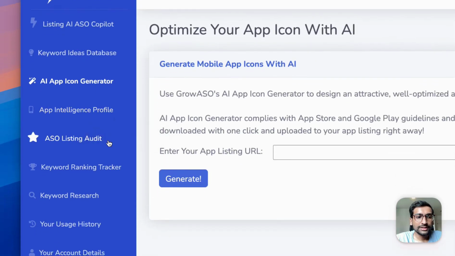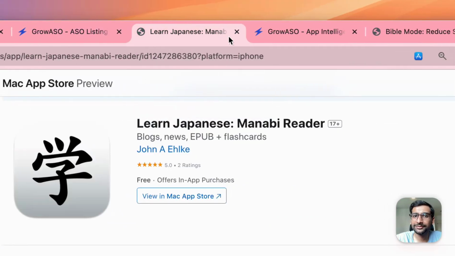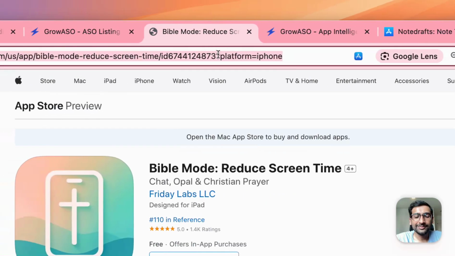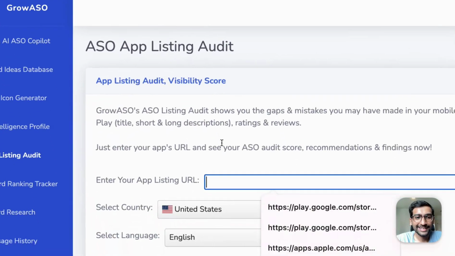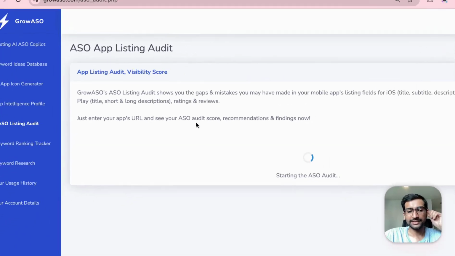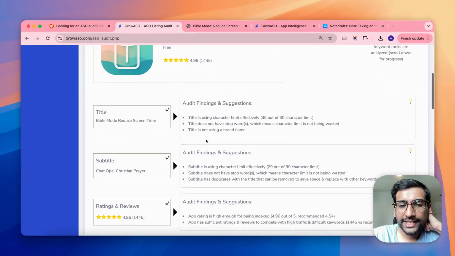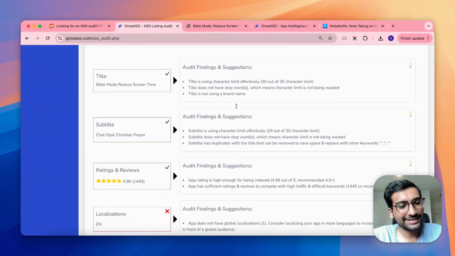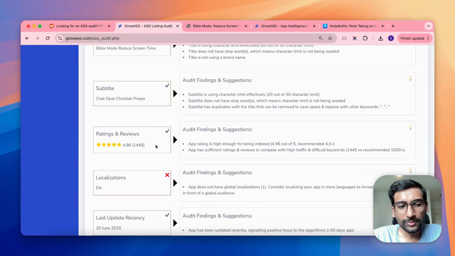Let's go to the, which app is this one? Okay, Bible mode. This is a popular app. I would want to do the ASO for this. And let's start it out. All right. Again, title, subtitle, sorted out. Super good on the rating. So this is the best practice, right? Nearing 5 stars. It's not easy to do this. I think this app has really cracked a good user experience, which is why it is rated so highly.